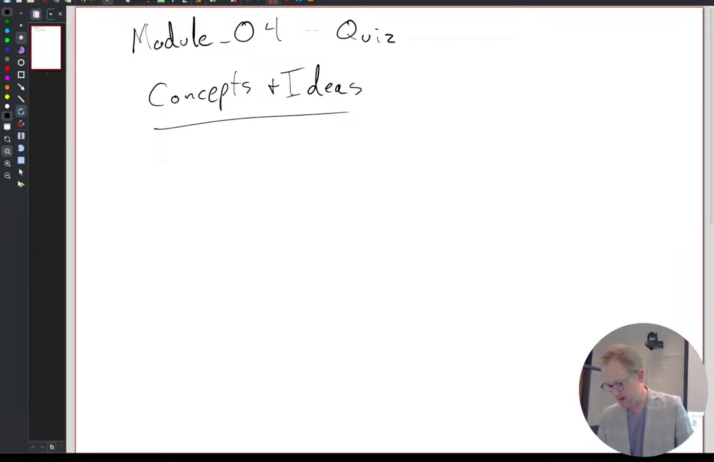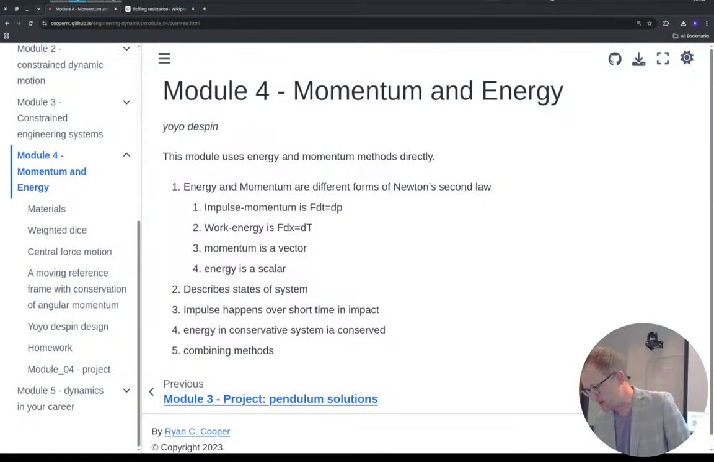What were the concepts and ideas of module 4? What were we doing? Why were we here? Usually I like to do one side of what was this about, and then the other side, what are some examples of problems?